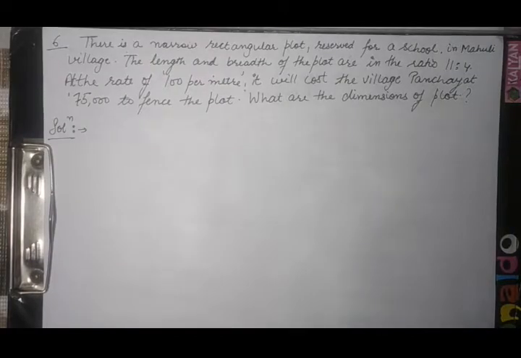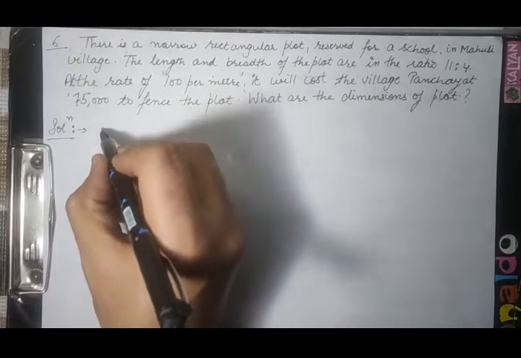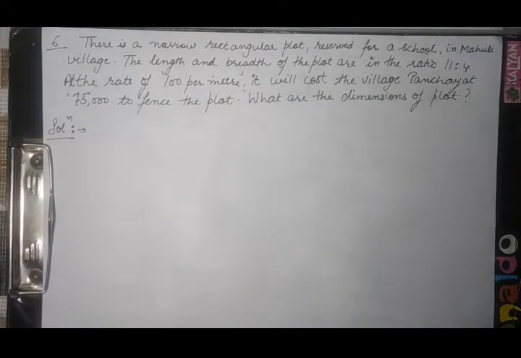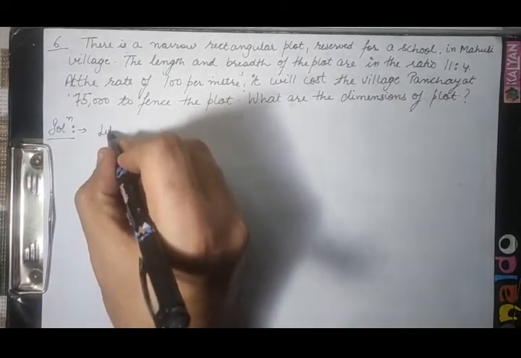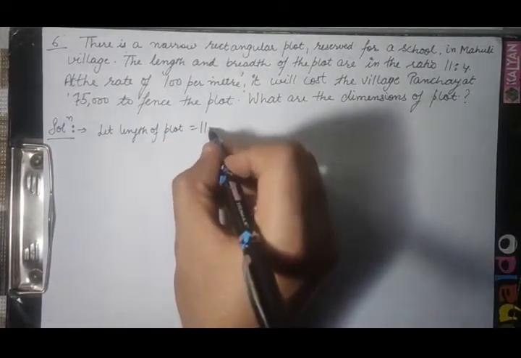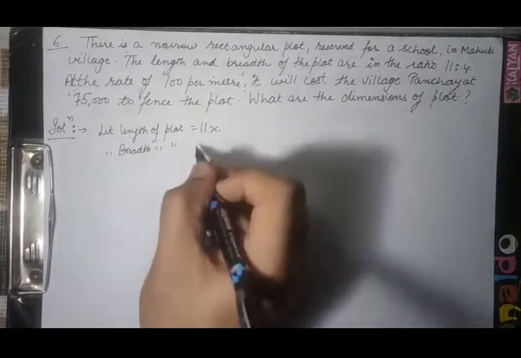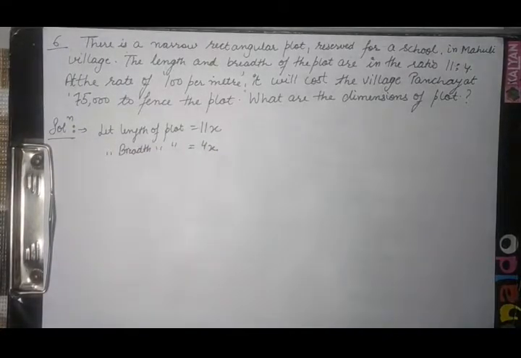Question number 6 now. There is a narrow rectangular plot reserved for a school in Maholi village. The length and breadth of the plot are in the ratio 11:4. So it is given that the length and breadth are in the ratio 11:4. Whenever a ratio is given, as we have already studied, we suppose it in the form of 11x and 4x. So therefore let the length of the plot be equal to 11x, and the breadth of the plot be equal to 4x.